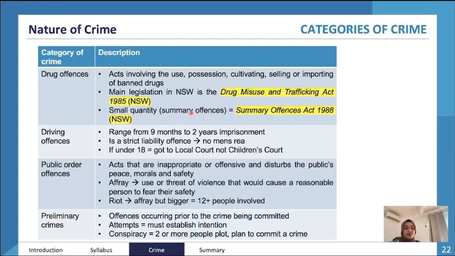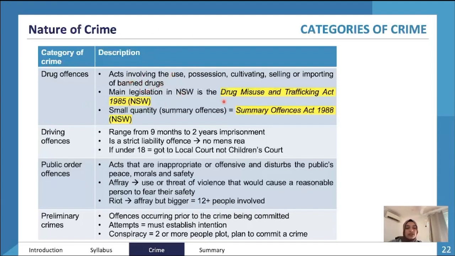Drug offences, so there are a couple of things to keep in mind. This is really important when you think about drug offences: it can be either one or multiple of these. So use, possession, cultivating, selling, or importing. If you're caught doing any of these, you will fall under the category of having committed a drug offence, right? So any of these or multiple of them. And remember, they have to be banned drugs, because even technically Panadol is a drug as well, but that's obviously a legal drug, so banned drugs, right?